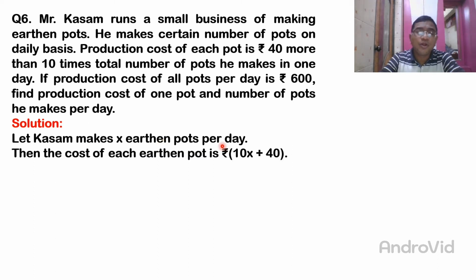Then the cost of the earthen pot is 10 times the pots. So how many pots is he making? x. 10 times means 10 into x. So what you get? 10x. 10 times of this pot, more than 40. More than 40, so 10x plus 40, because they said more than 40.